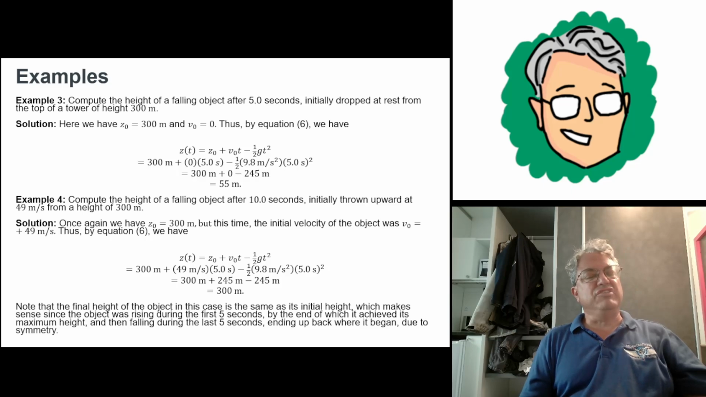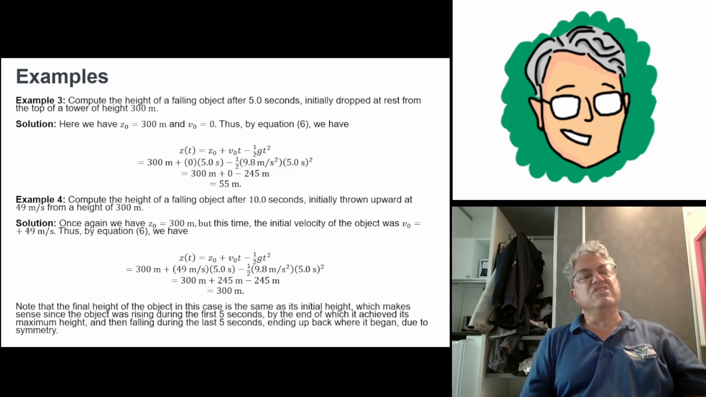So we're dropping an object from a height of 300 meters from rest, and we want to calculate its position, its height above the ground after it's been falling for 5 seconds. Okay, well, let's do it. We just use the formula. z of t is z0 plus v0t minus 1/2 gt squared. In this case, z0 is 300 meters. That's our initial height. v0 is 0 since we're dropping the ball from rest. So the second term is going to give us 0. But then the last term is minus 1/2 gt squared.